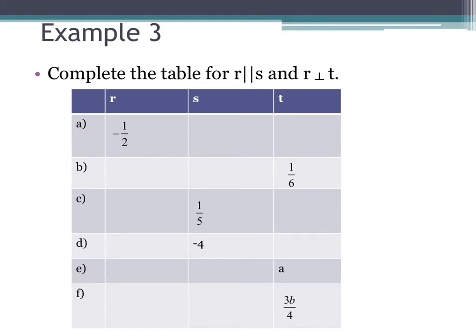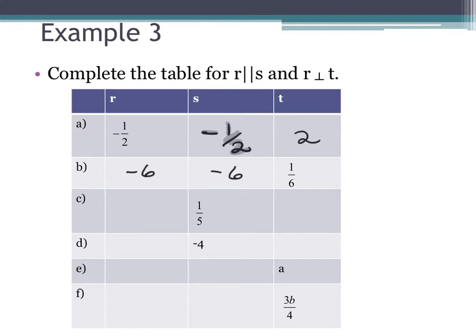When a line is parallel to another line, they're going to have the same slope. When a line is perpendicular to another line, it has opposite reciprocal slopes, so opposite signs and reciprocals. So in order for R to be parallel to S, it needs to have the same slope. To be perpendicular, we're going to take that -1/2, flip it upside down, and make it positive. And now they're giving us t, so now we have to come up with the opposite reciprocal, which is -6. And in this column, it's the same number because these two are parallel.